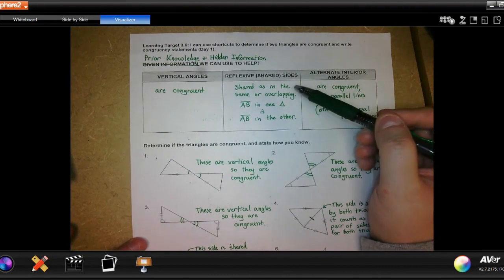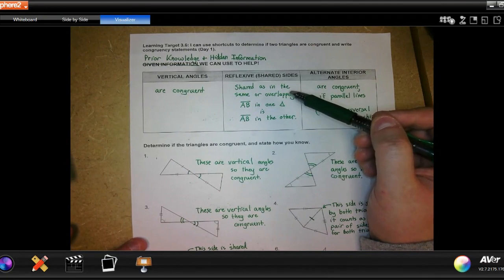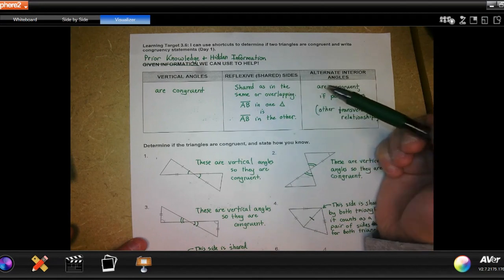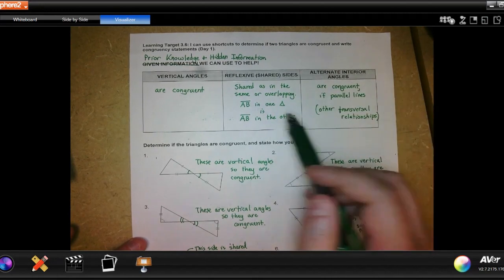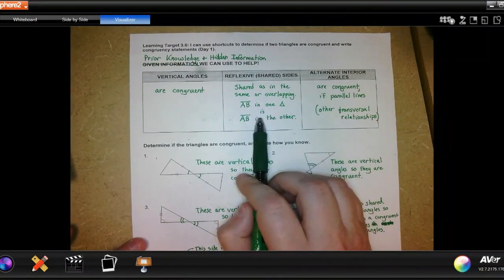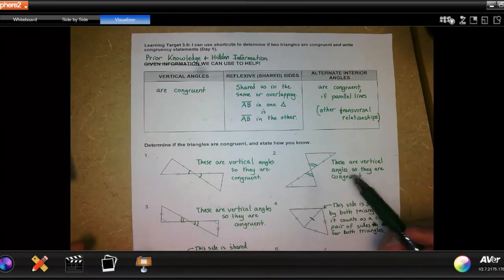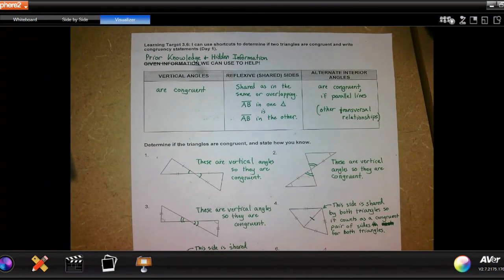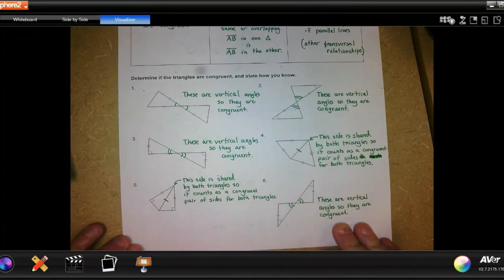And this one is a little bit new, and you might consider it hidden, certainly non-obvious. But if we have 2 triangles that have an overlapping side, then those triangles have a congruent pair of sides because they're the same side. They're the same thing. They are equal. So here, just using plain text, AB in one triangle is AB in the other triangle. What are some examples of these? Well, we have practice here for 6 problems.